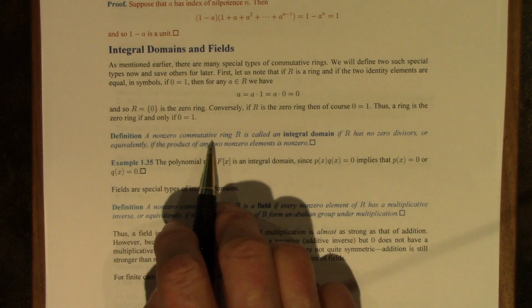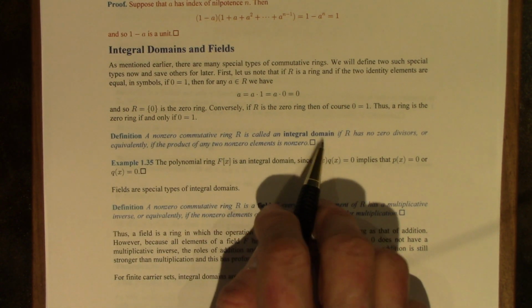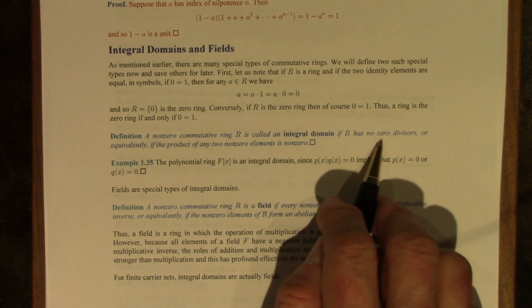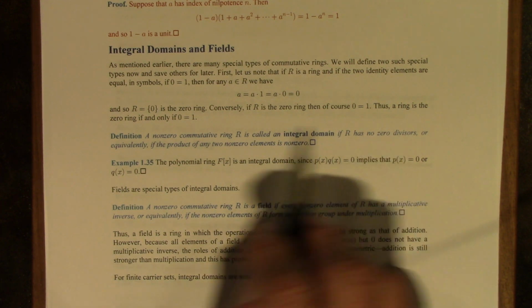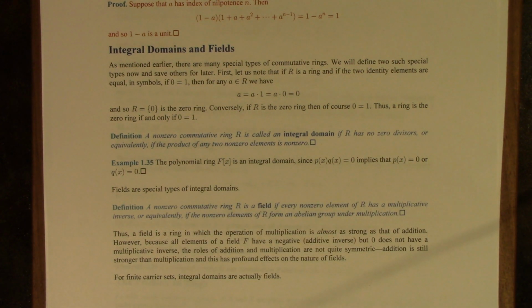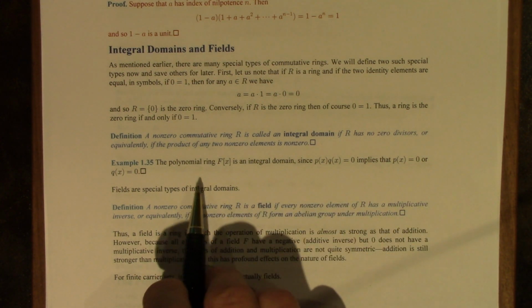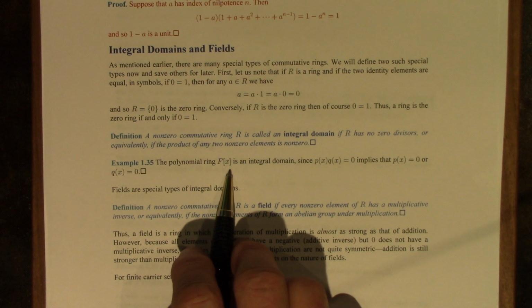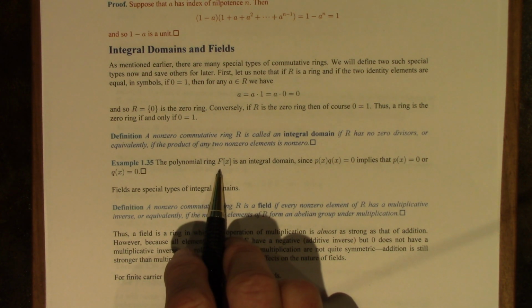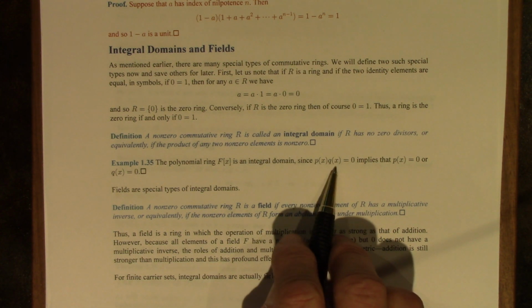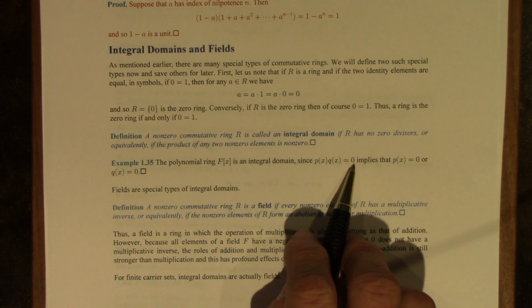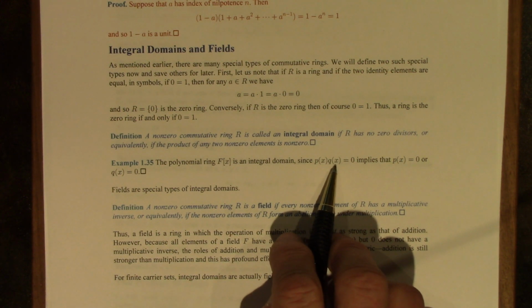A non-zero commutative ring R is called an integral domain if it has no zero divisors. Another way to say that is to say that the product of any two non-zero elements is non-zero. The polynomial ring F[x] is an integral domain as long as F is a field, so there are no zero divisors, because the product p(x)q(x) equals 0 will imply that one or the other of these polynomials has to be 0.